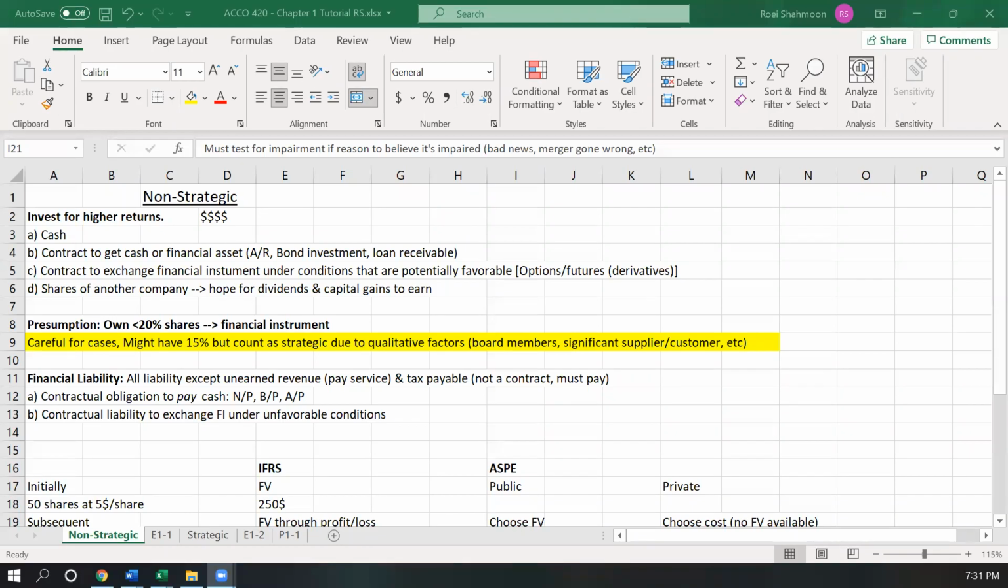Hello, everyone. So this is going to be our first tutorial of the semester. We're going to be doing the financial instruments, associates, and a little bit about consolidation.